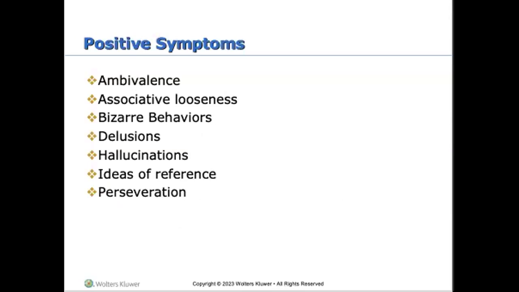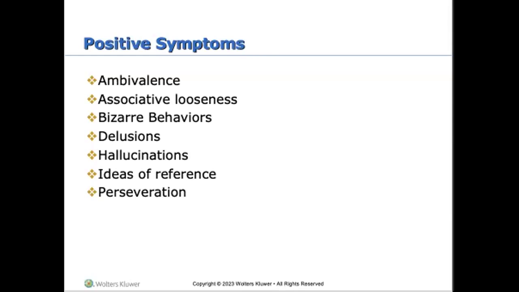So our positive symptoms. The text does a great job defining each of these and giving you examples. I'm going to cover a few of them. So we're going to talk about bizarre behavior. Bizarre behaviors are going to be these outlandish appearances. Their clothing might be outlandish as well. They might have seemingly purposeless movements. They might have unusual social or sexual behaviors.